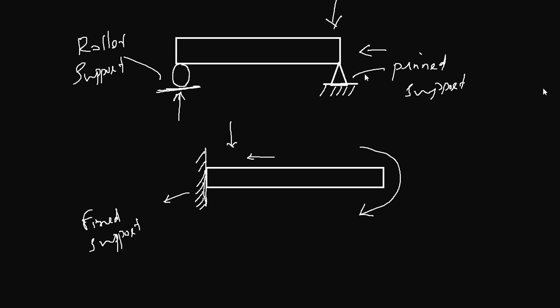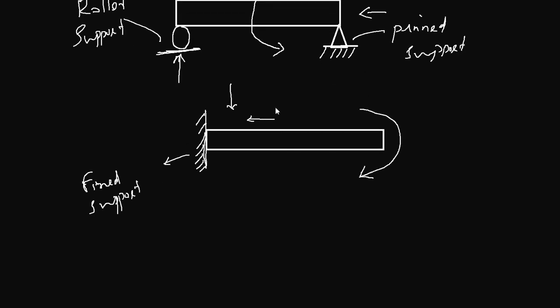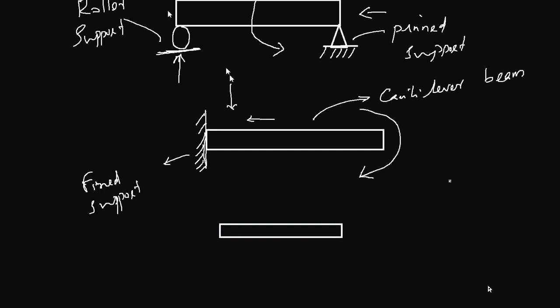In the pinned support case, if you have a force which is trying to overturn the beam, then this support cannot resist it. But in case of a fixed support, this support will resist all kinds of forces. You can have fixed support at either end, at both ends. If you only have fixed support at one end, then this kind of beam is called a cantilever beam. This is only supported at one end, but at the same time you can also have beams supported at either end.